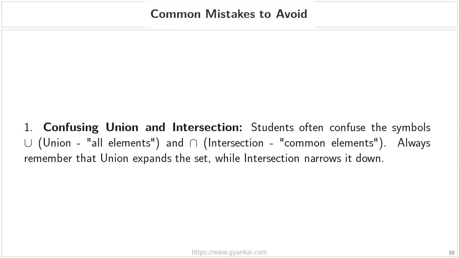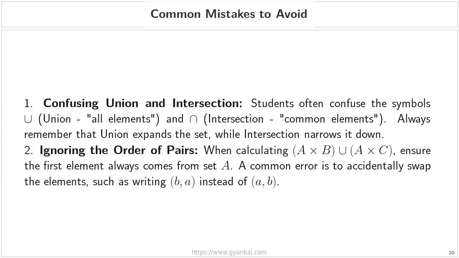Just remember, the union symbol, which looks like a U, represents all elements from both sets, effectively expanding your results. On the other hand, the intersection symbol, which looks like an upside-down U, only looks for common elements, which narrows your results down. Second, pay close attention to the order of your pairs. When you are calculating something like (A cross B) union (A cross C), you must ensure that the first element in every single ordered pair always comes from set A. A frequent error I see is students accidentally swapping the elements, writing B, A instead of A, B. In Cartesian products, order is everything.